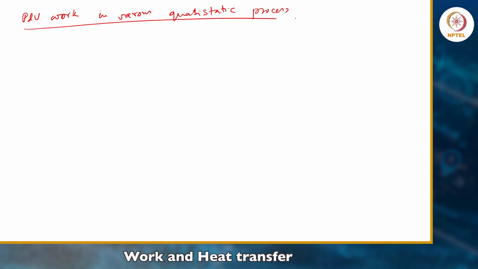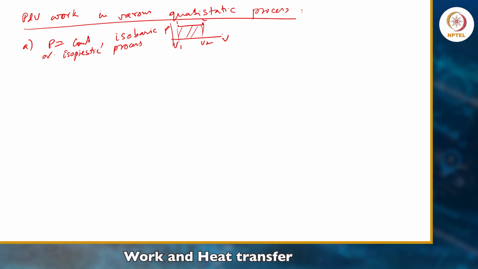So PdV work in various quasi-static processes. Okay, so a constant pressure process, P equals constant, is called isobaric or isopiestic. It is like this: the process is here at constant pressure, P is not changing, from 1 to 2, so this area.